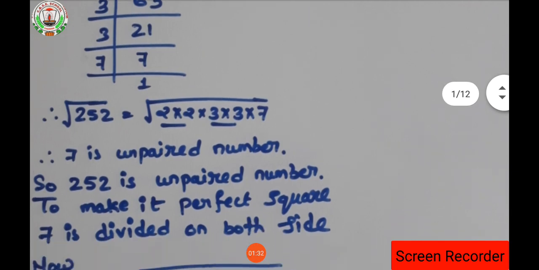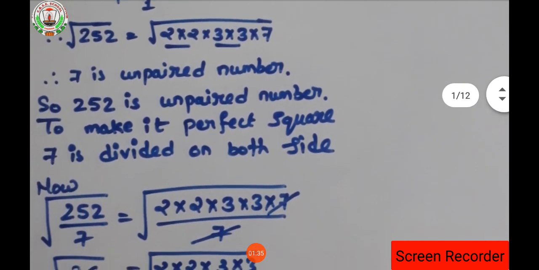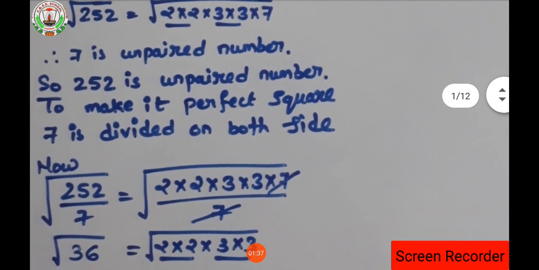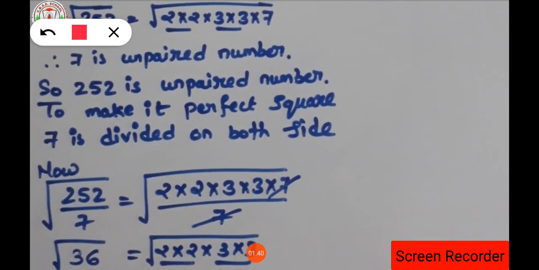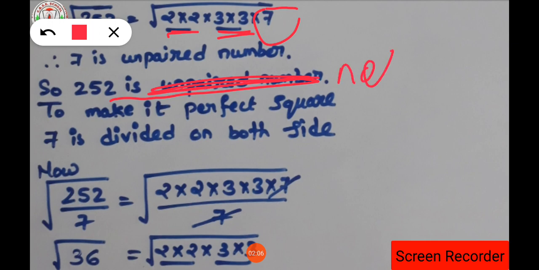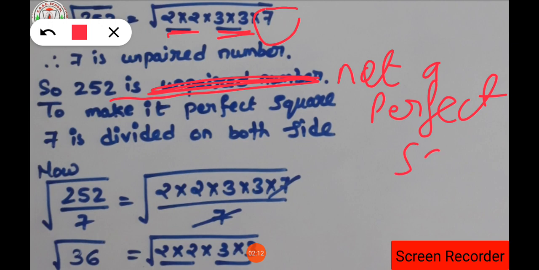Now after this we have to write all the factors inside the root, since it is asking about the square root of the number. So we write it in the form of a square root. Here we have a pair of 2s, here we have a pair of 3s, but the unpaired number is 7, isn't it? 7 is the unpaired number, therefore 252 is not a perfect square. In place of the unpaired number, you have to write: not a perfect square.